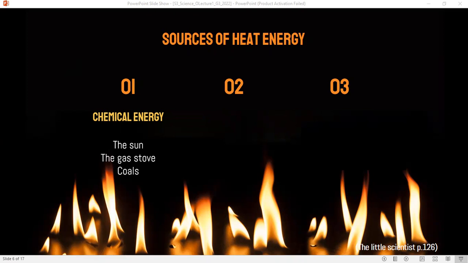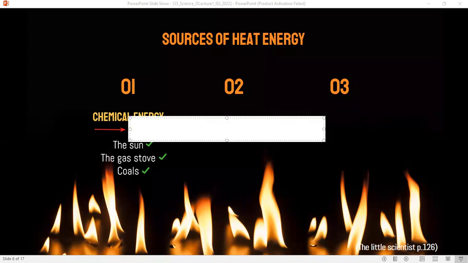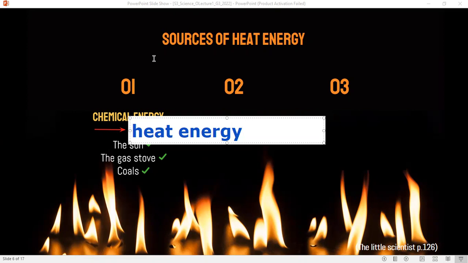In the sun, there are gases burning to produce heat. The gas stove in your kitchens, the gas burns and changes into heat energy to cook the food. The coal, we burn coal to produce heat. So here, burning things, like when you light up a fire, when you burn wood, this is also the chemical energy turning or becoming heat energy. Okay, so the chemical energy turns into heat energy.